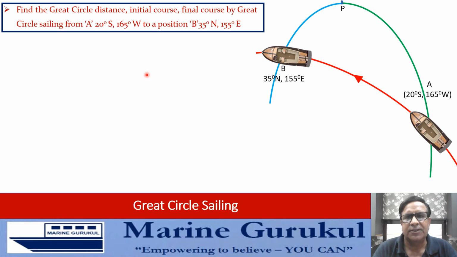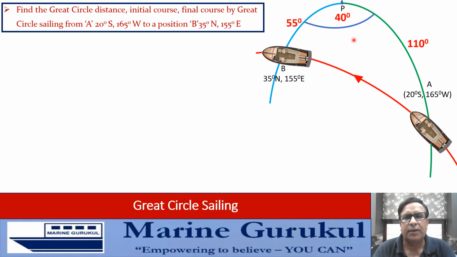Now as far as PA is concerned, we have chosen the northern pole. So latitude of A is 20 degrees south. The arc of this meridian shall be 90 degrees up to the equator and another 20 degrees south of it. So that means PA in this case would be 110 degrees. PB would be 90 minus 35, that is 55, and angle P will be the D long from 165 degrees west to 155 degrees east, that is 40 degrees.